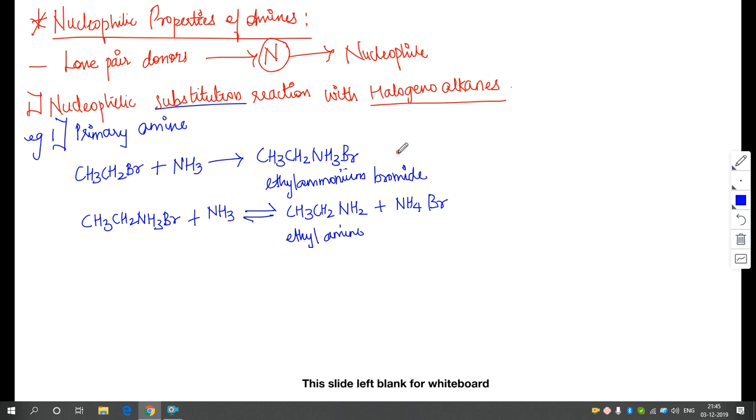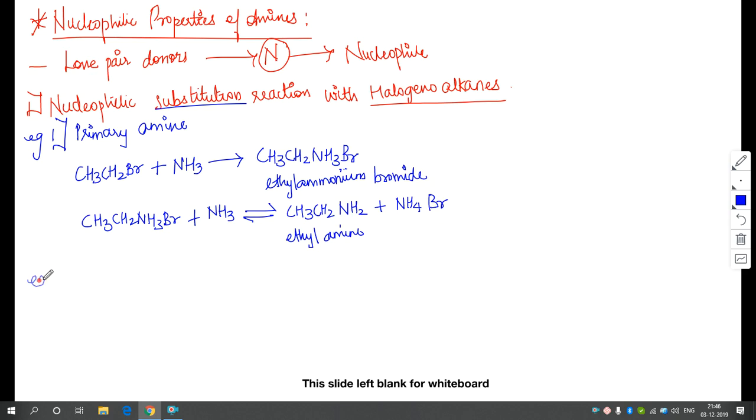Whenever there is a reaction of amine, first we won't be getting the amine directly, right? We have to undergo a 2-step process. This is only applicable for amines. So here I found my primary amine, that is ethylamine.